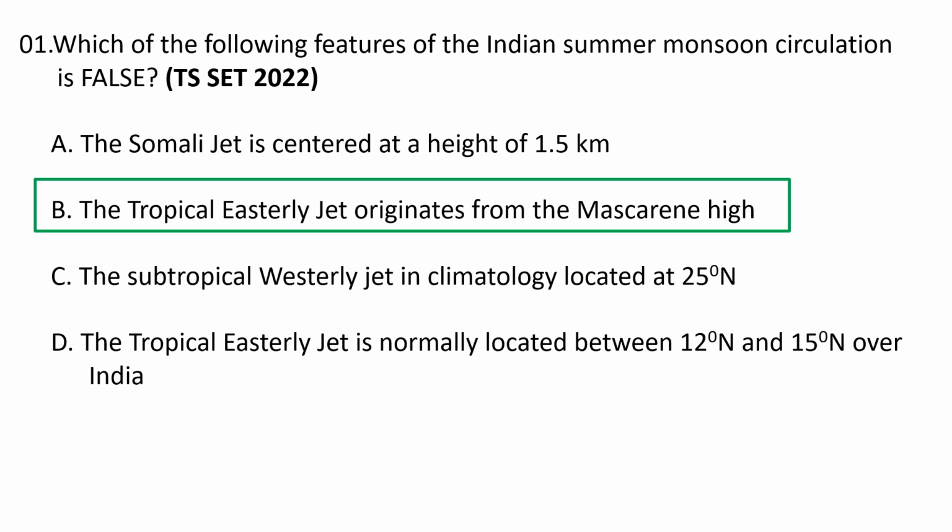So here the false statement is B. The tropical easterly jet originates from the Mascarene High is wrong. Whereas if you take A, the Somali jet is centered at a height of 1.5 kilometers is correct. And C, the subtropical westerly jet is located at 25 degrees north, it is correct. And D, the tropical easterly jet is normally located between 12 degrees north and 15 degrees north over India. This is also correct. Generally the tropical easterly jet stream occurs near the tropopause over Southeast Asia, India and Africa during summer season. So that's why B is the false statement.